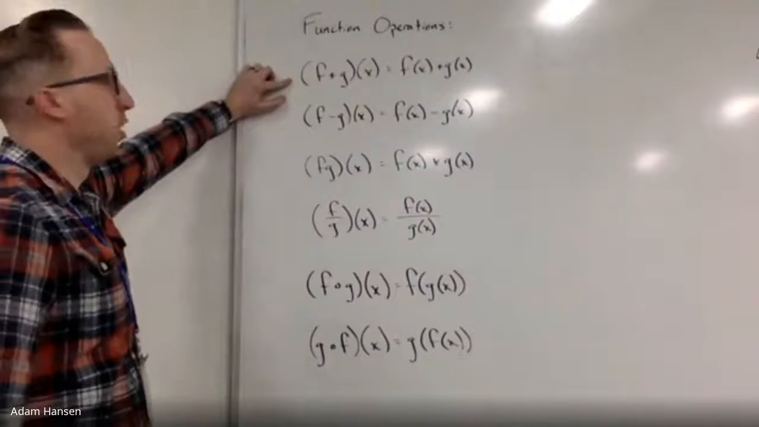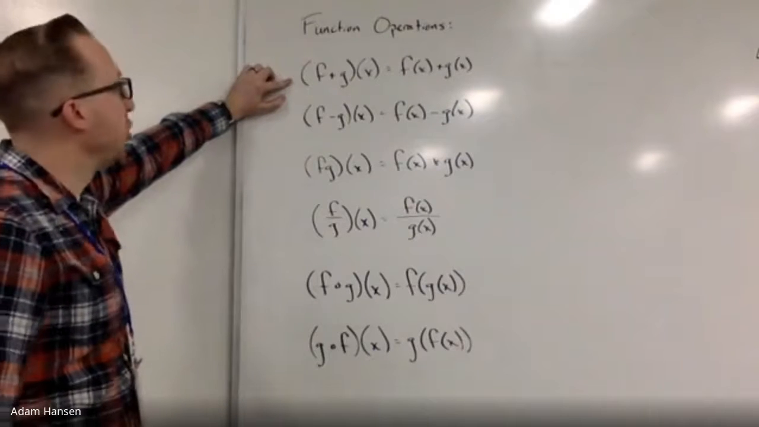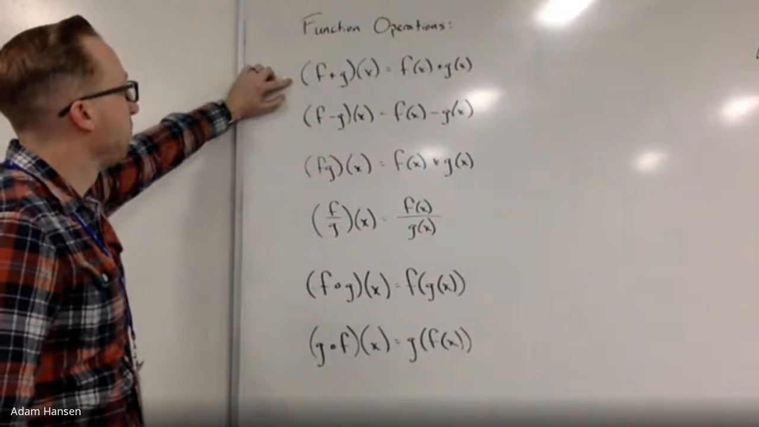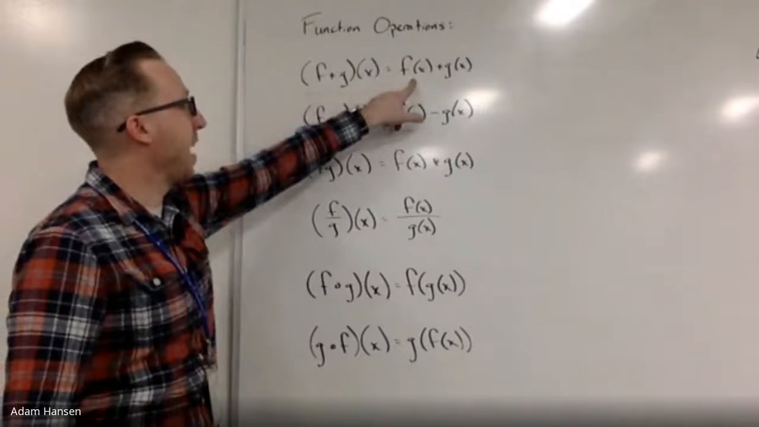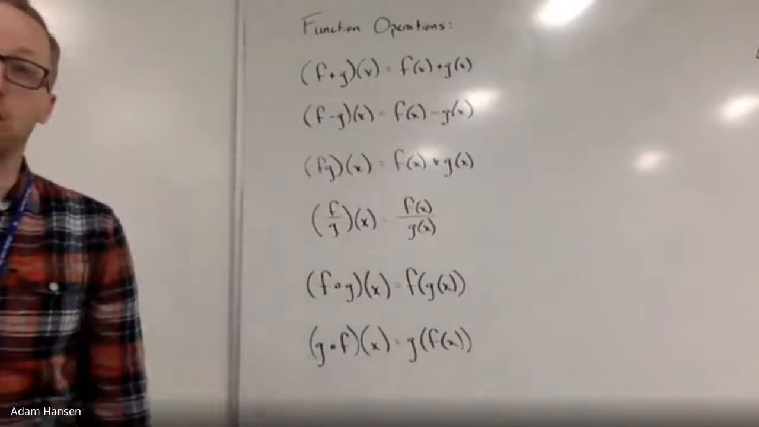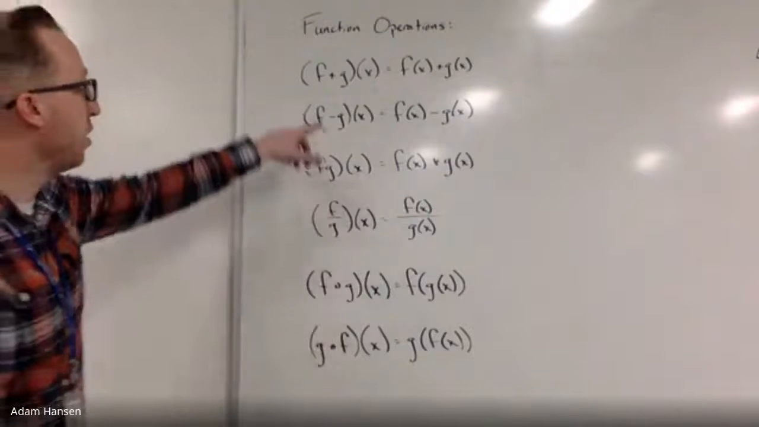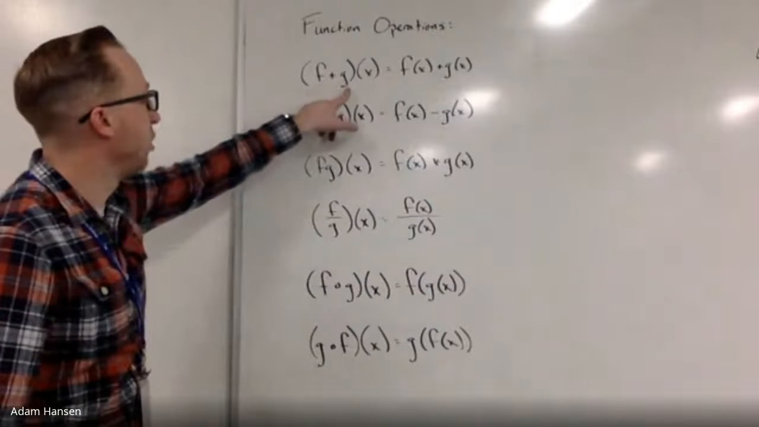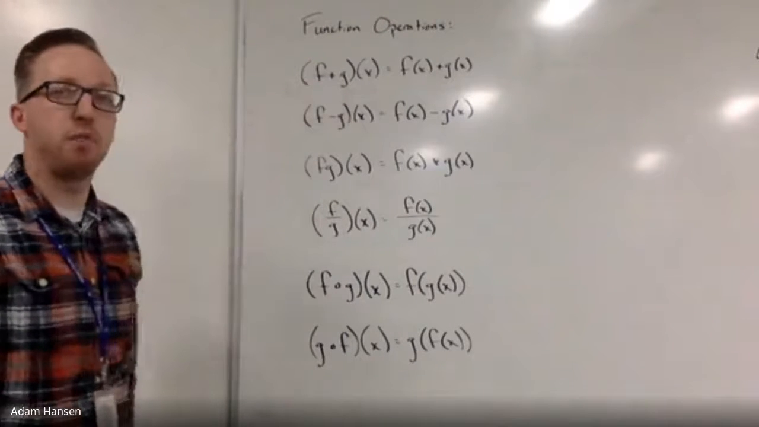This is the sum function, (f + g)(x). That is the same as adding f(x) and g(x) together. I think a lot of this is the notation that confuses people. This just means take f(x), g(x), add them together, (f + g)(x).